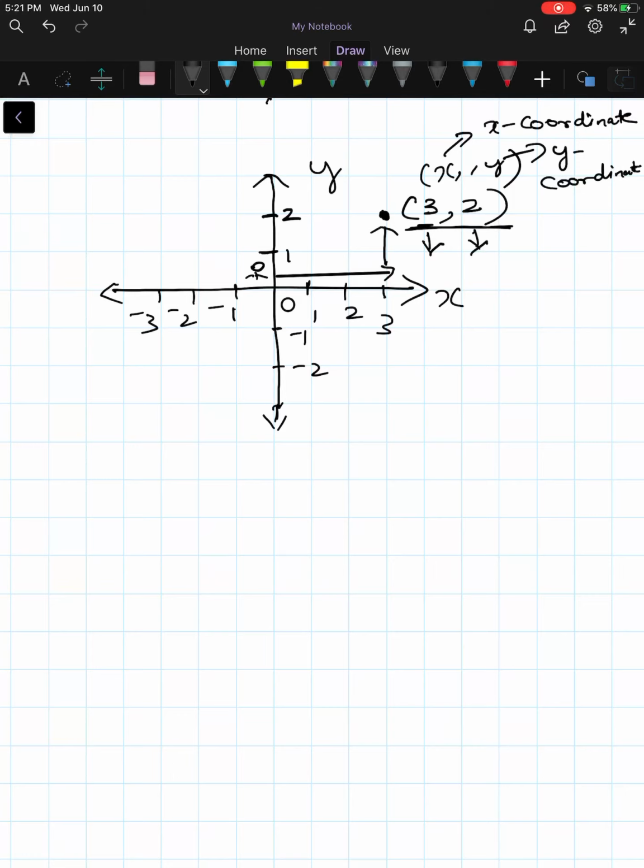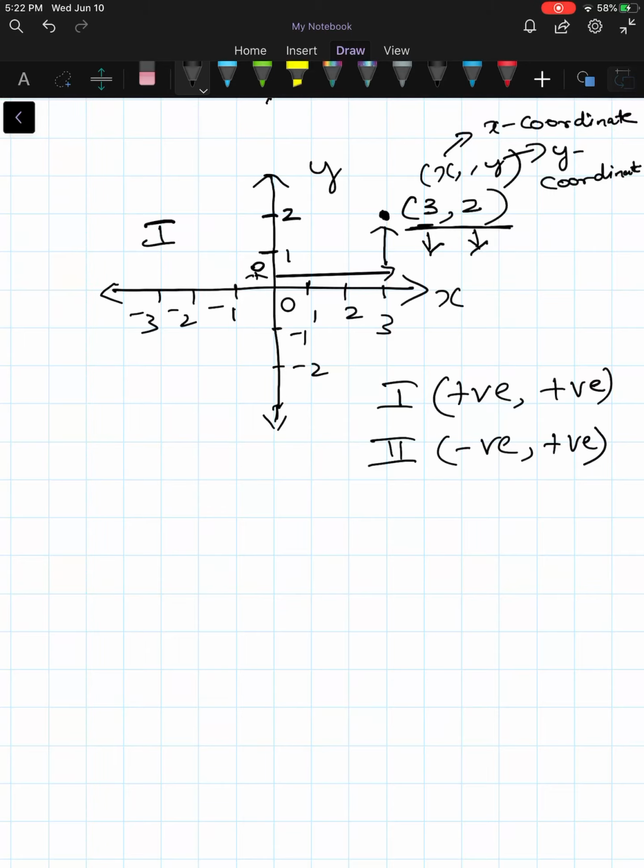This is not necessary, you don't have to plot it only in the first quadrant. You can do it on any quadrant, that is, you can do it on the second, third and fourth as well. But in the first quadrant you will have the x coordinate positive as well as the y coordinate positive. In the second quadrant you will have the x coordinate negative and the y coordinate positive, that is here. So all the points on the x-axis will be taking negative values and all the points on the y-axis take positive values.